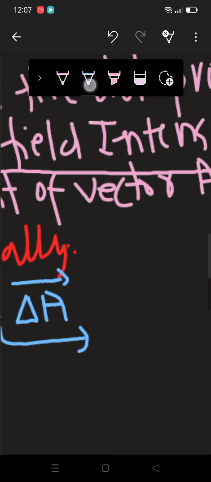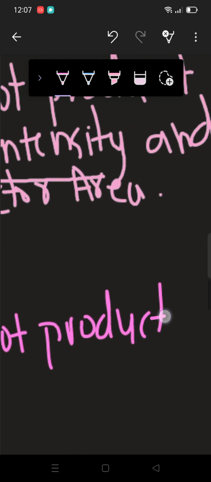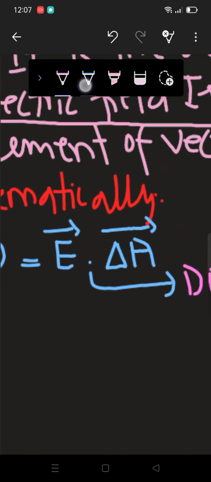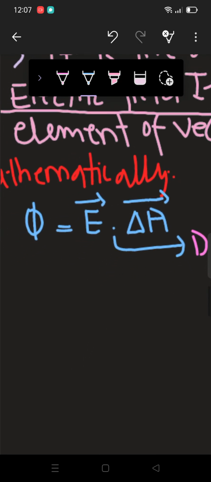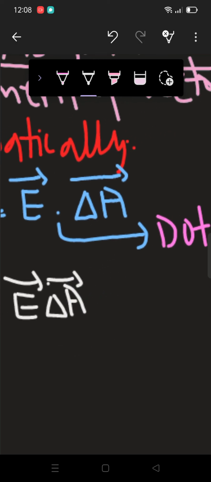Now we know that if we have a dot between two vectors, if we are taking the dot product of the two vectors, the answer will always be scalar. When I remove this dot, what I get is phi is equal to electric field intensity into small element of vector area, which is also a vector, into cos theta.